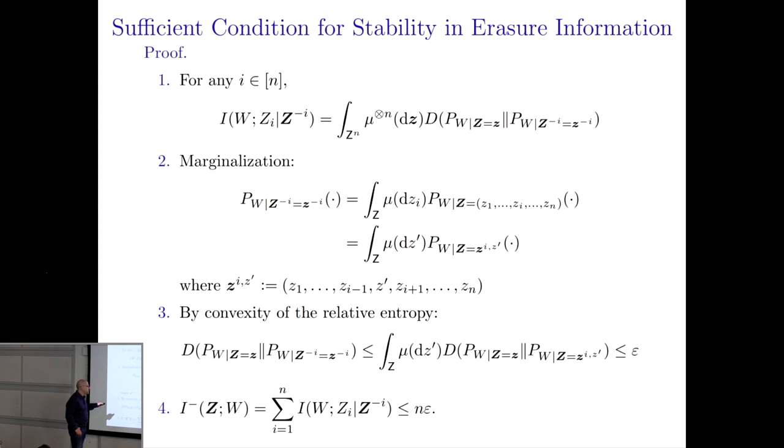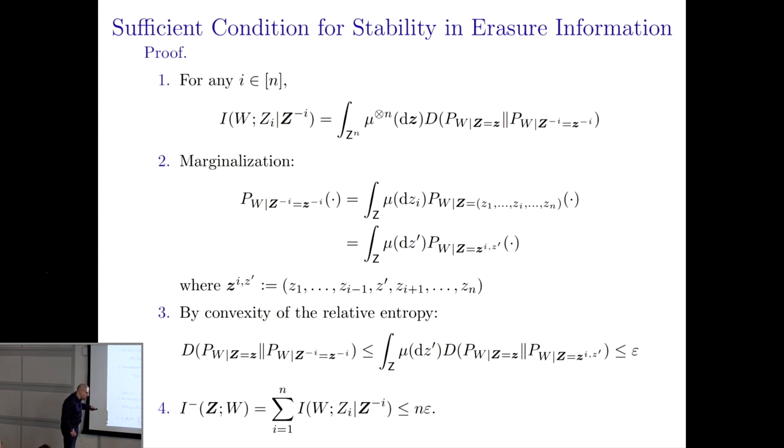Now, how do we compute this quantity? We take the conditional distribution of W given Z, single out the ith element, and average out, marginalize out, the ith element. Here you can simply rename things, because it makes the notation shorter. This Z^{i,Z'} is simply what I get when I take the original tuple bold Z and replace the ith element with a new one, Z'. So now I've written this conditional distribution as a mixture of the original conditional distributions. Now I just use convexity of relative entropy.